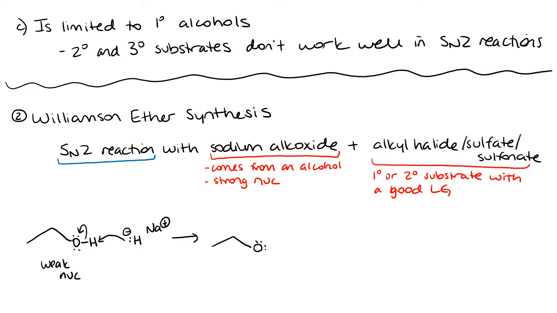Now the oxygen will gain a lone pair, which will give it a negative charge, and now this negative charge will be stabilized from the sodium of the sodium hydride. We will also create hydrogen gas, which is very favorable because it can just bubble away. Now, this product right here is known as a sodium ethoxide. And the ethoxide ion is a much stronger nucleophile than our original alcohol.